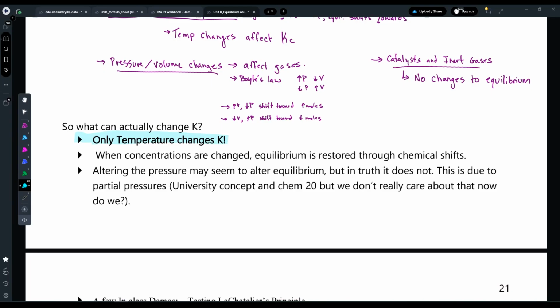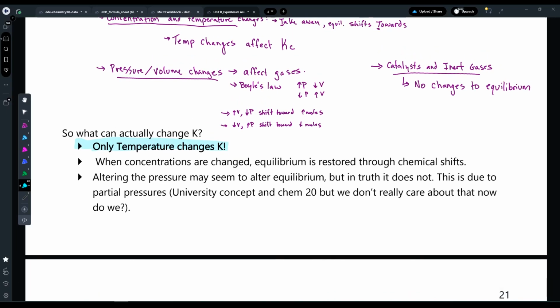Altering pressure may seem to alter equilibrium, but it doesn't. So what that means is when you change pressure or volume, you do not get a new value for your equilibrium constant. Okay, so this is just due to partial pressures, which is something that is covered in university.